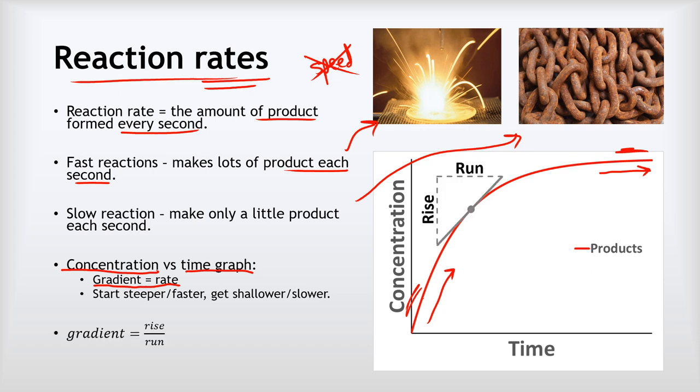Now, the gradient of a graph is the rise, that's the distance it moves up, divided by the run, that's the distance it moves along. So we can actually calculate the gradient like this. If we draw what we call a tangent to the line like that, then we can measure on our graph paper how much it's gone up and how much it's gone along, and divide one by the other, and we would get the gradient.